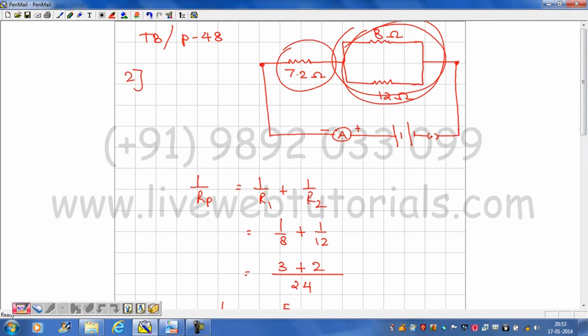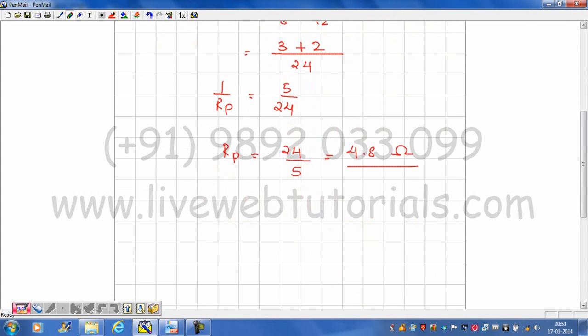Now this is in series with 7.2. So the total resistance of the circuit is going to be this Rp plus that series resistance which is there. Okay, I'll take this as R4. So this is going to become 4.8 plus 7.2. If you add this, it's going to become 12 ohms. Okay, this is the total resistance of the circuit. This is your final answer.